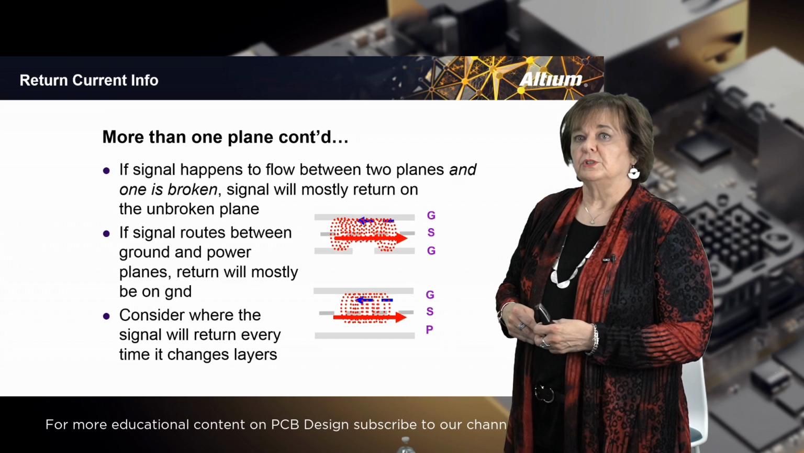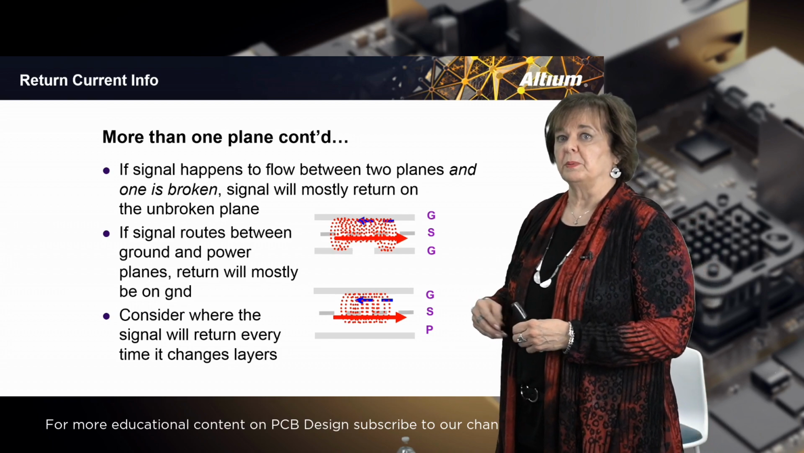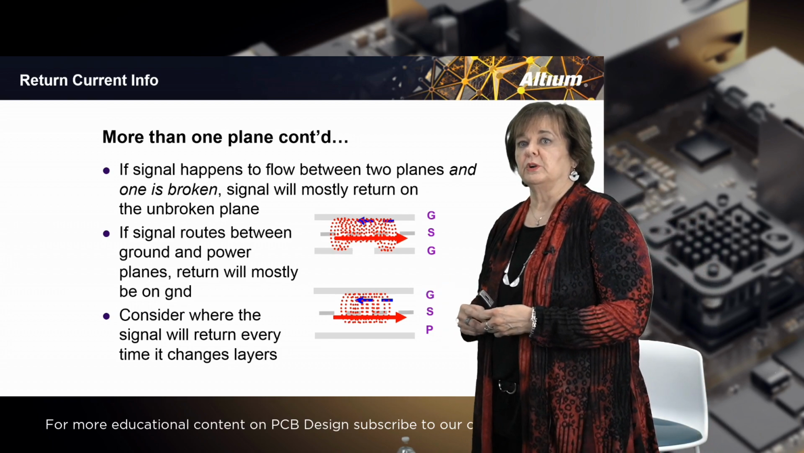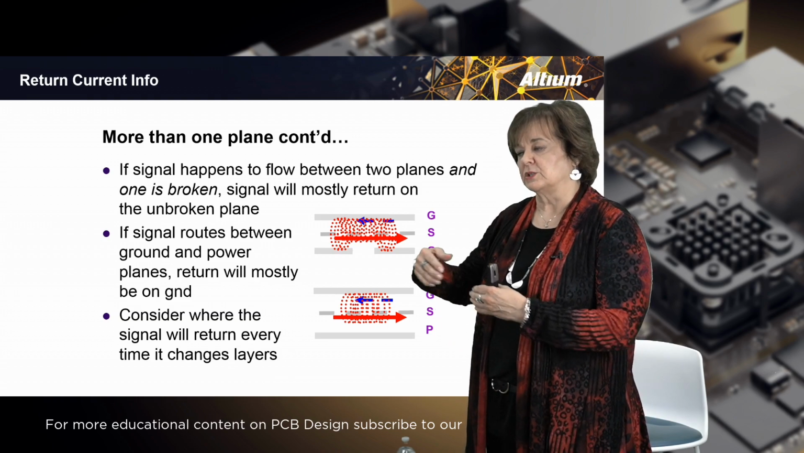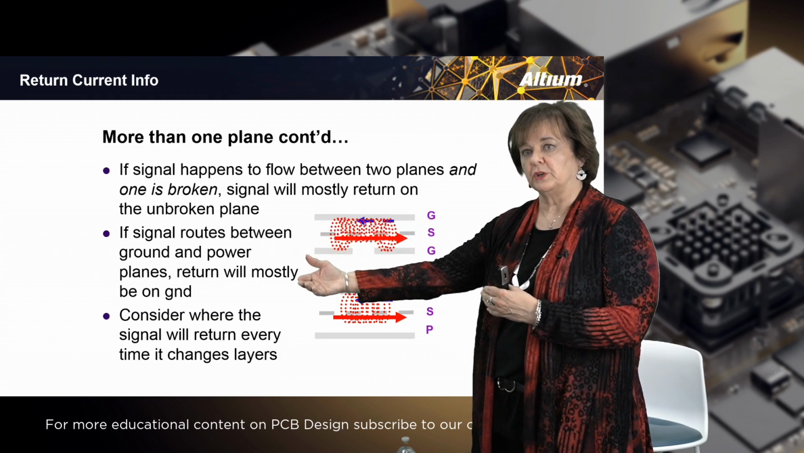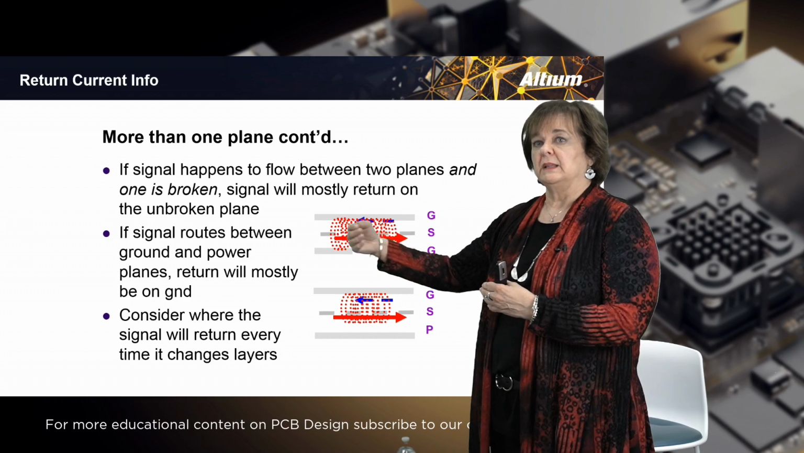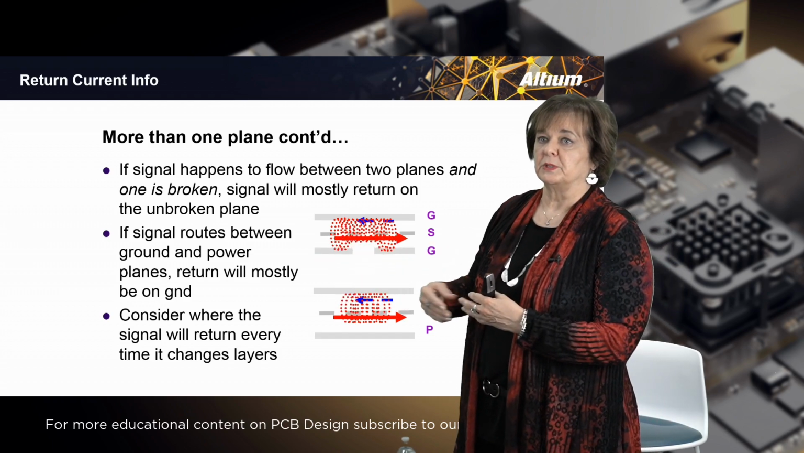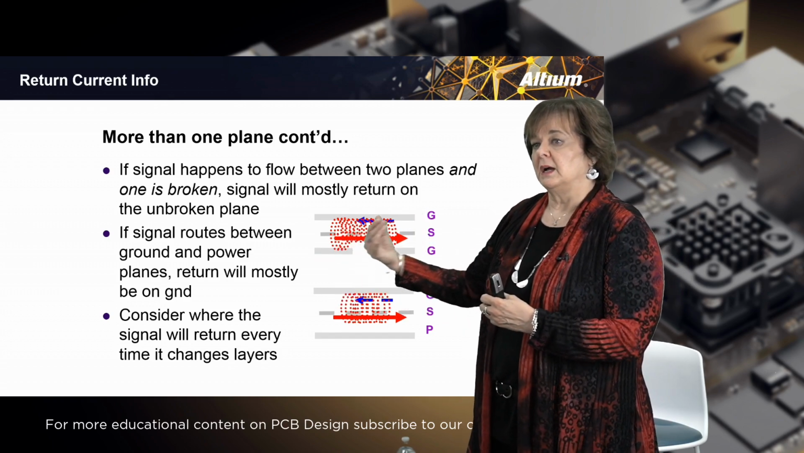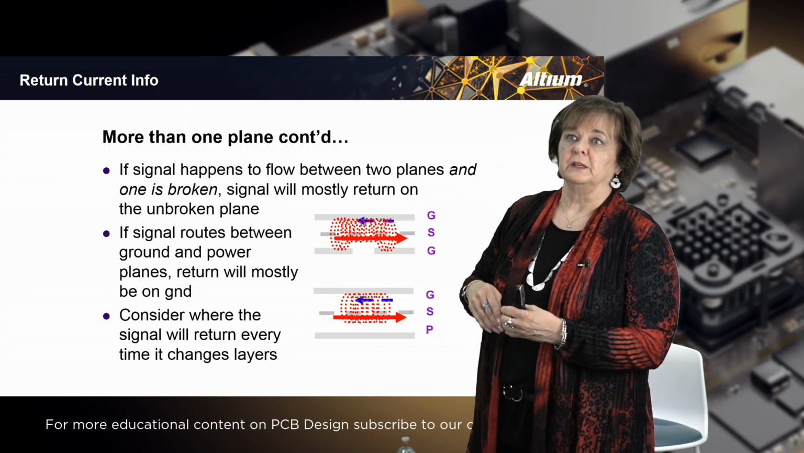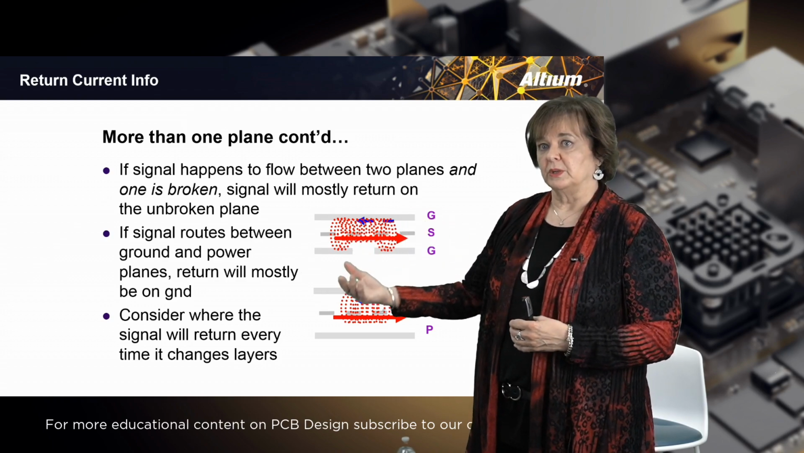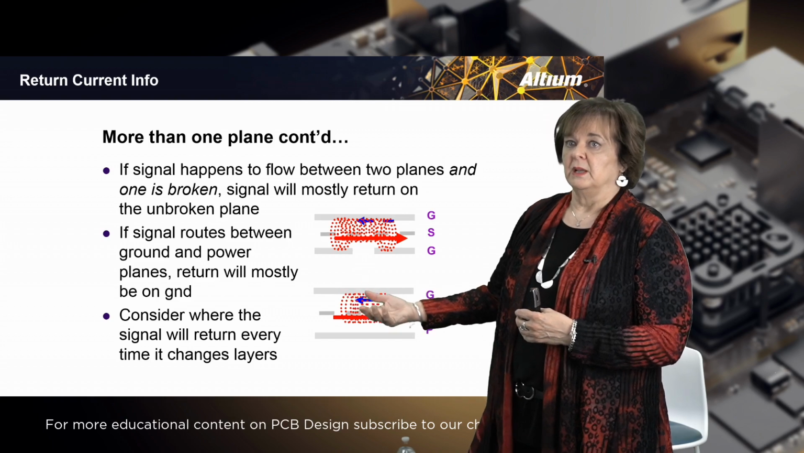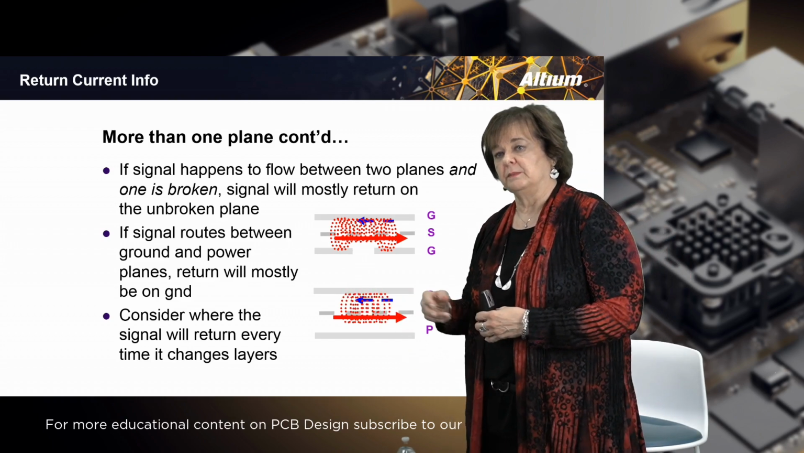If the signal routes between ground and power planes, then it will return mostly on the ground, because if the signal is returning on ground throughout the board, and then it comes to this area where it is between a power and ground plane, it wants to return to the ground pin of the device, and so it's going to flow on the ground side of the signal and ground pin planes.